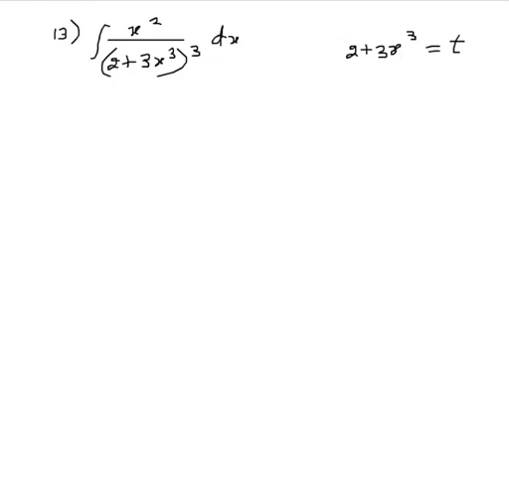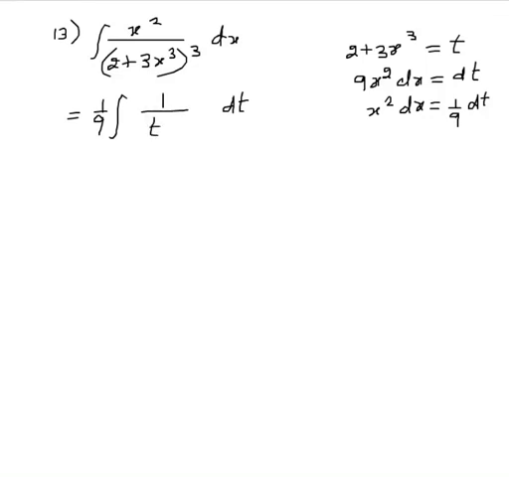Let us differentiate. Differential of 2 is 0. This is 9x square dx equal to dt. In the numerator we have x square dx, so it becomes 1 by 9 dt. Let us substitute. X square dx is 1 by 9 dt. 1 by 9 is a constant, so I have written it outside the integral.